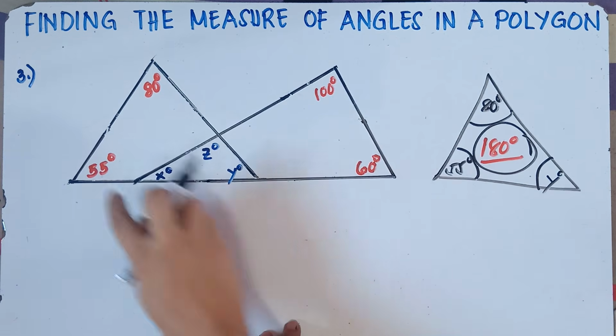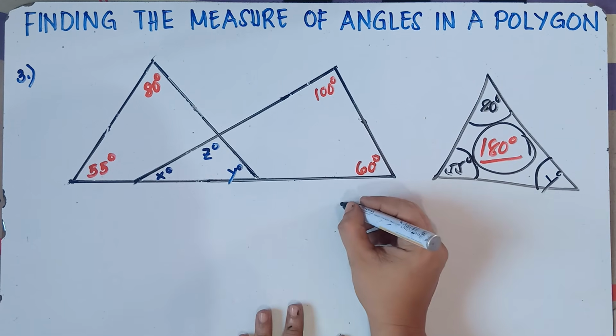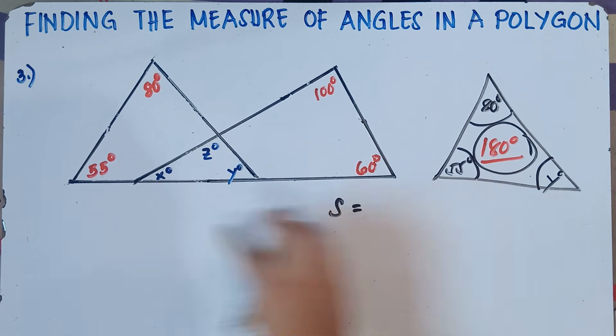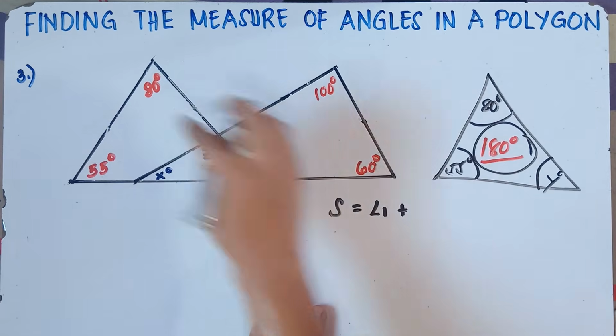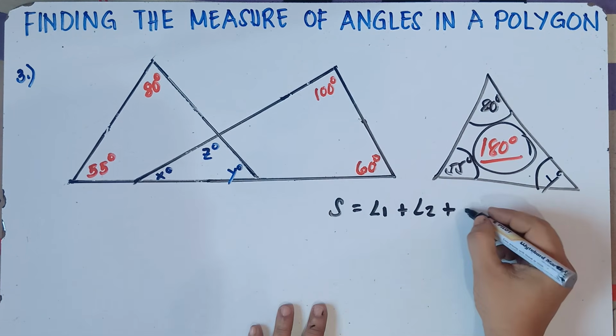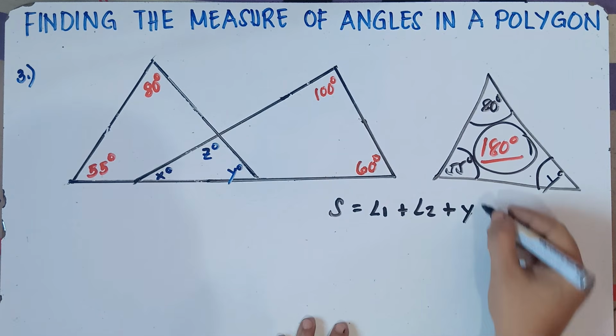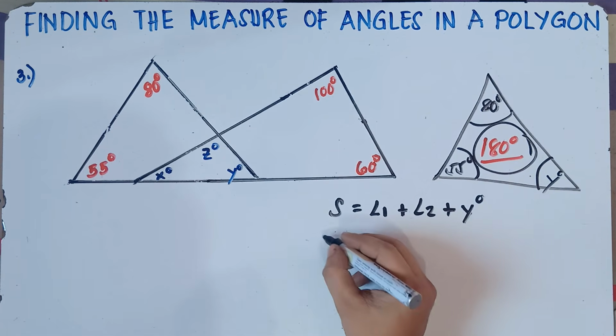So we can just simply add this up, or we can write this equation. The sum equals angle 1 plus angle 2, and then plus this angle right here, y, or y degrees. So we're looking for this angle. We know that the sum is 180.